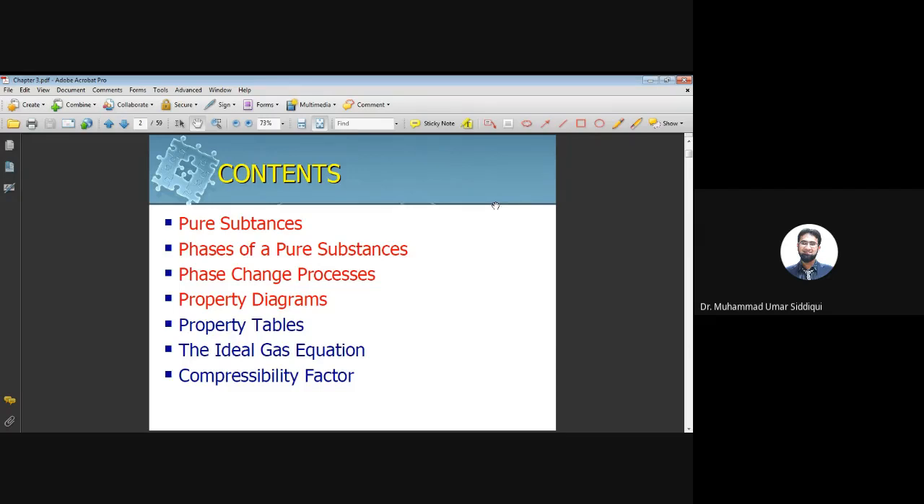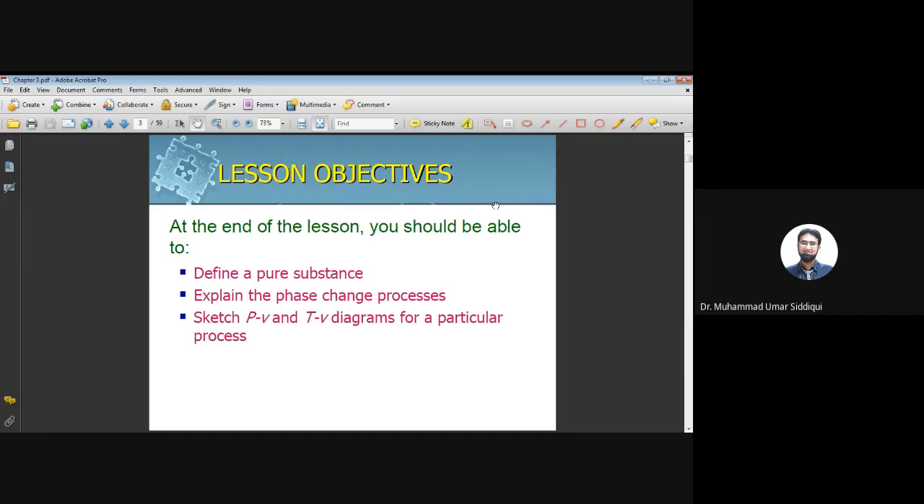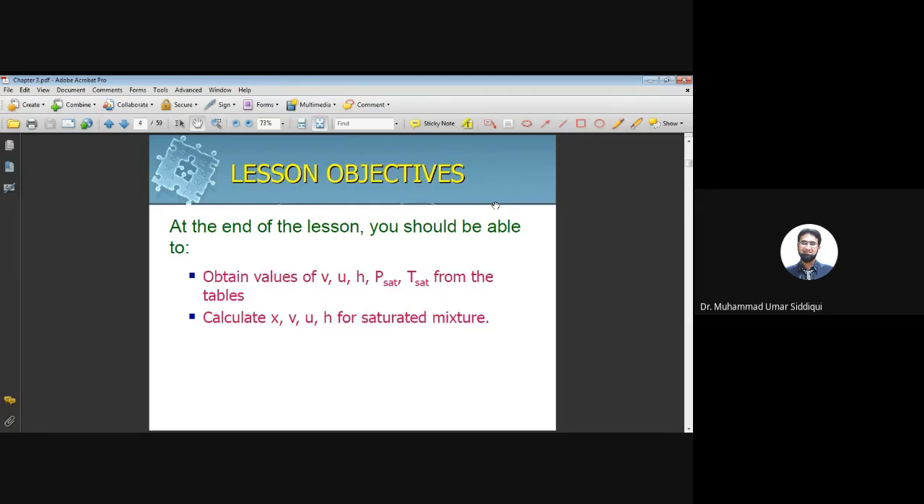For that, we need to study what pure substances are, what the phases of pure substances are, and what the phase change process is. We're going to study property diagrams and property tables, the ideal gas equation, and then the compressibility factor. This chapter is a very fundamental and important chapter for the rest of the book and the rest of the course. These are some of the lesson objectives; you can go through them yourself.